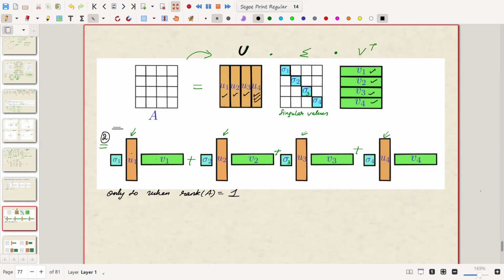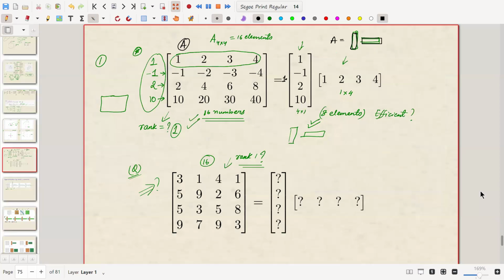Yes. So are you convinced that a matrix A can be written like this? You can only do the step 2, not in any matrix. You can only do it when rank of A is equal to 1. Only when rank of A is equal to 1, you can do this. I gave you an example. Rank of A in this case was 1. Then only you could do this.